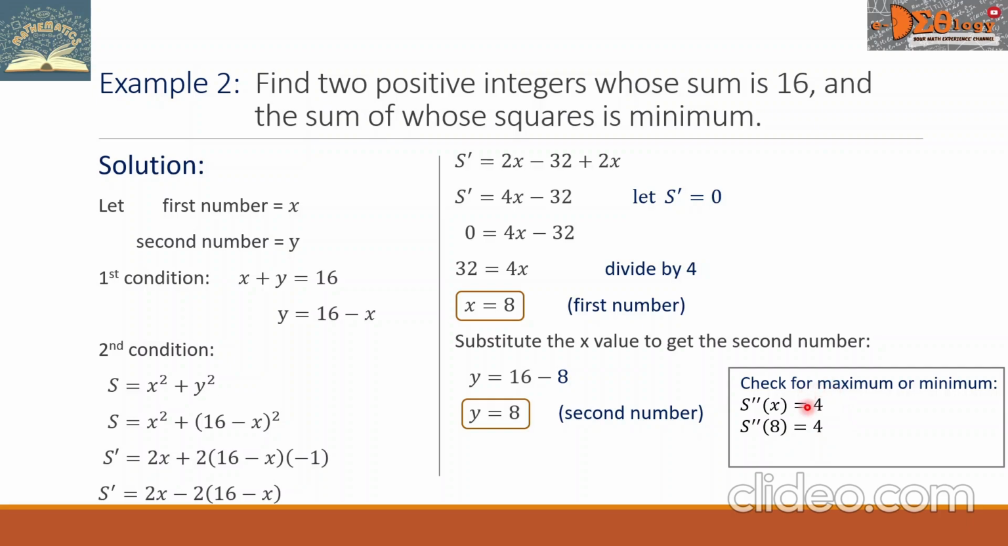But since our value here for the second derivative is a constant, we will simply copy this down here. Therefore, s double prime of 8 equals 4. Notice that the value here is positive. And by the second derivative test, this is a minimum value.